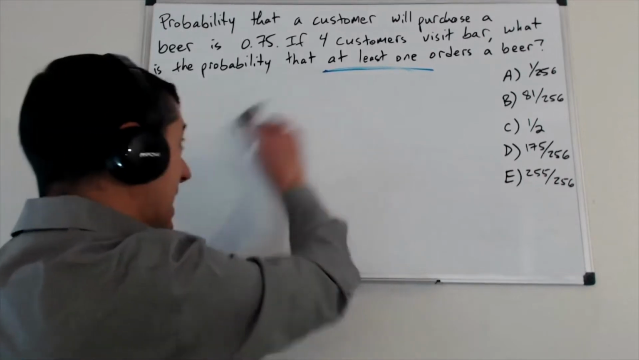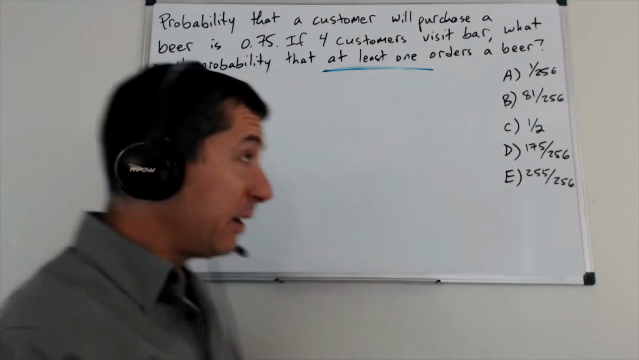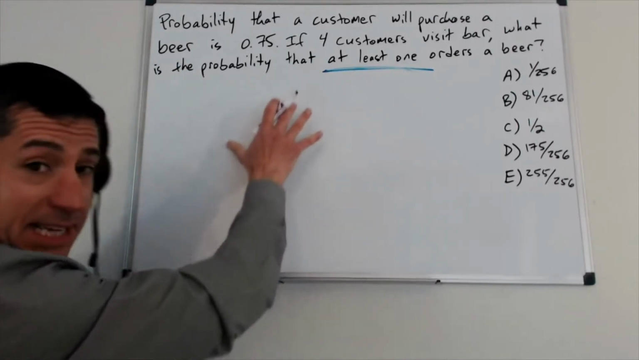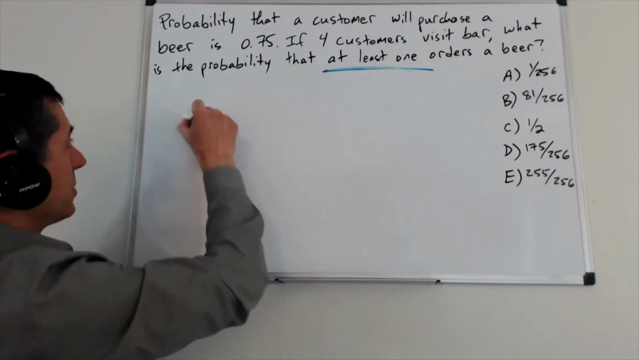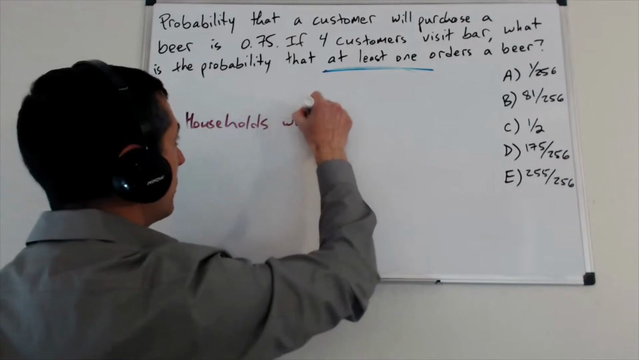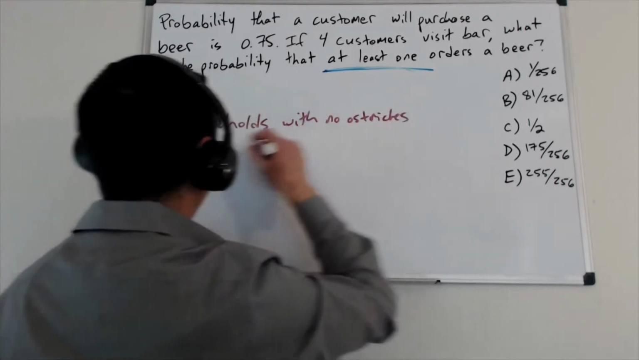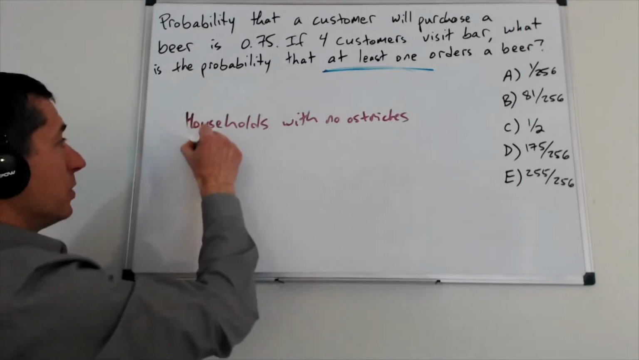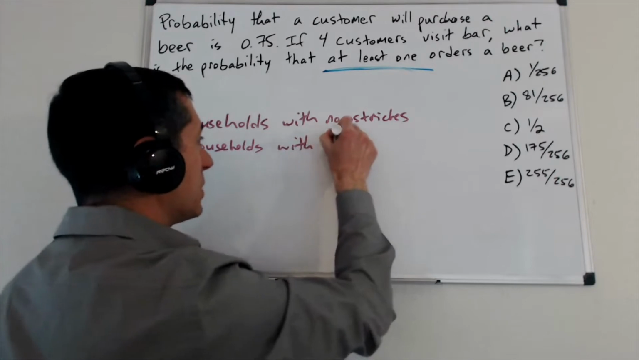What can you do instead? It's really just recognizing a little bit of logic, and credit to a TA I had way back in undergrad who explained this kind of question this way. He said, well, there's 2 kinds of people in the world. There are households, we'll say 2 kinds of households in the world. Households with no ostriches. And we have households with at least 1 ostrich.